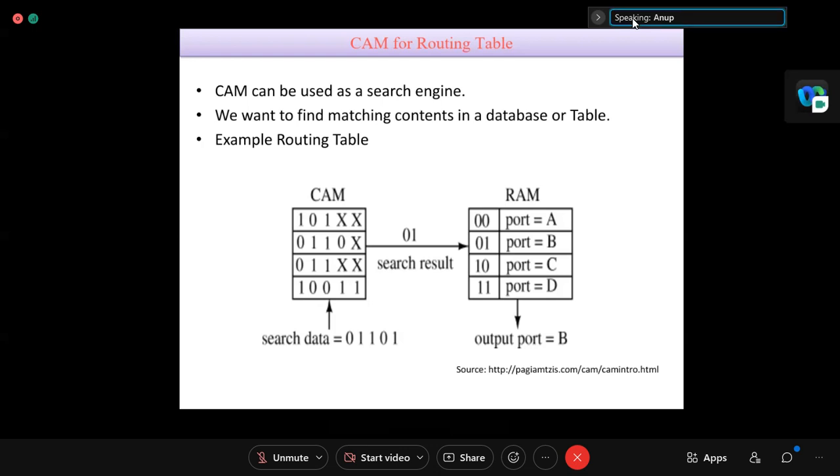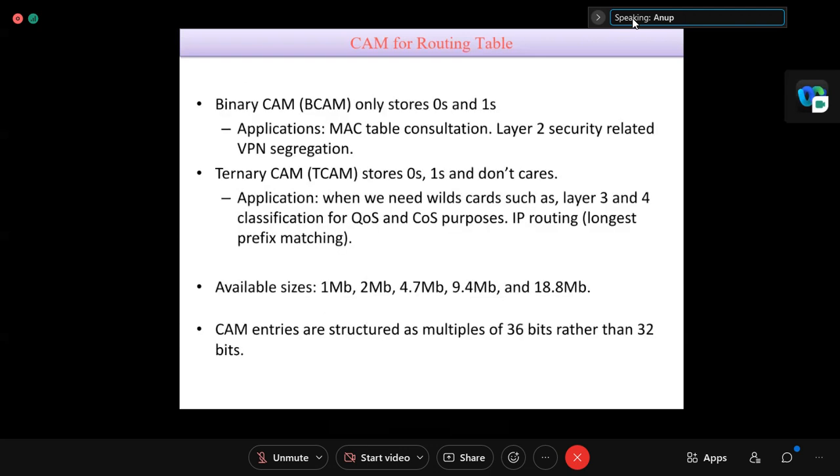We are using this in all our cards, in memory, bank accounts, everywhere, and in routing also. We need to develop something more, and that is what I'm trying to tell. Normally we consider two types: binary CAM, and most of the people are working on binary CAM. So BCAM and TCAM, ternary CAMs, are there. BCAM means 0 and 1s.